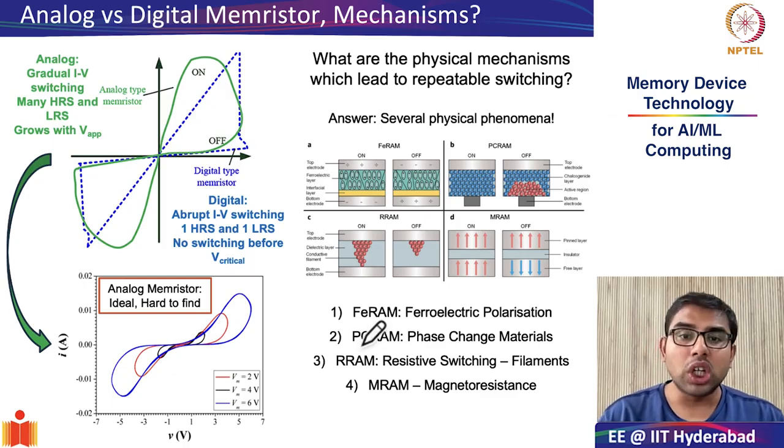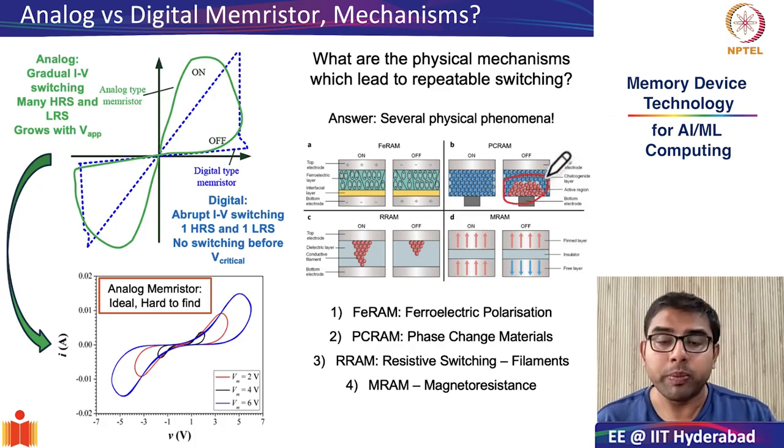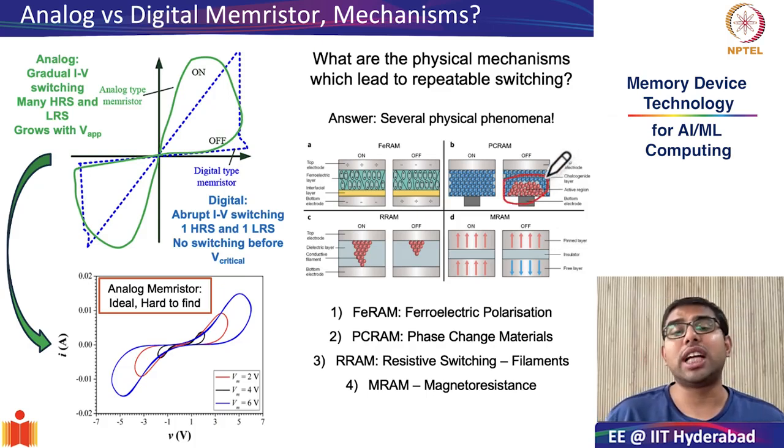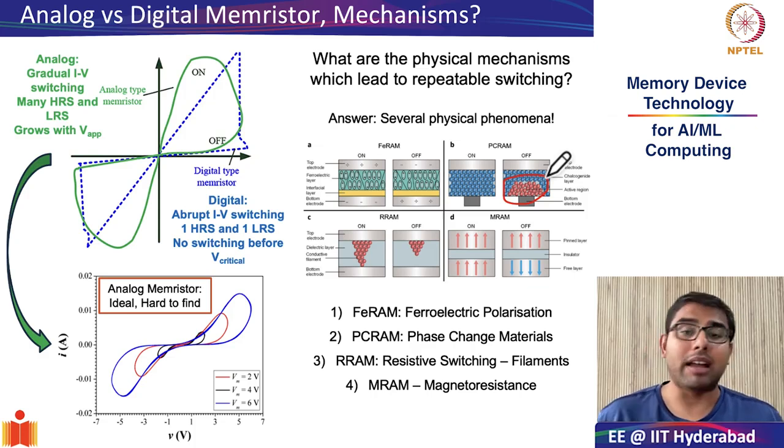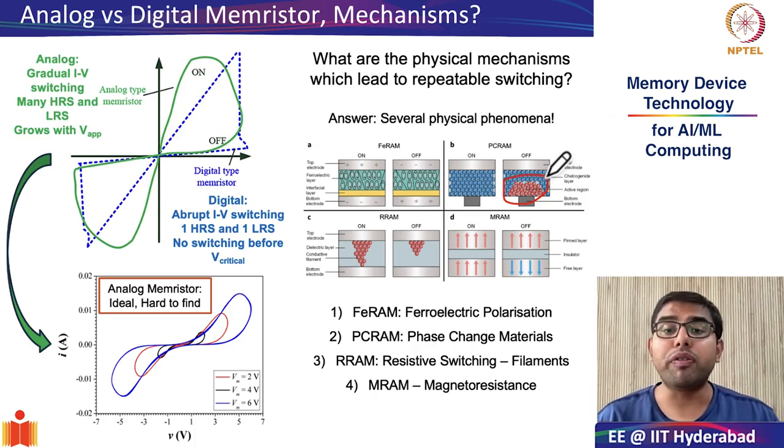The second kind of resistive switching is something called phase change random access memory, or PCRAMs. In PCRAMs, this underlying functional layer goes through a phase change. What is this phase change? The phase change is from crystalline to amorphous material and back. And we will see crystalline and amorphous materials have completely different resistive properties.